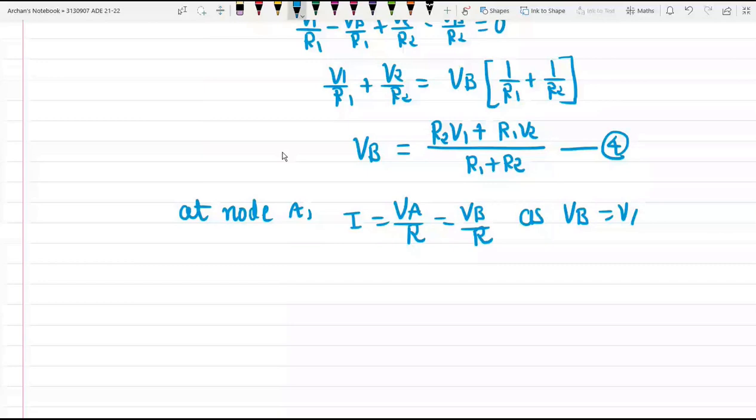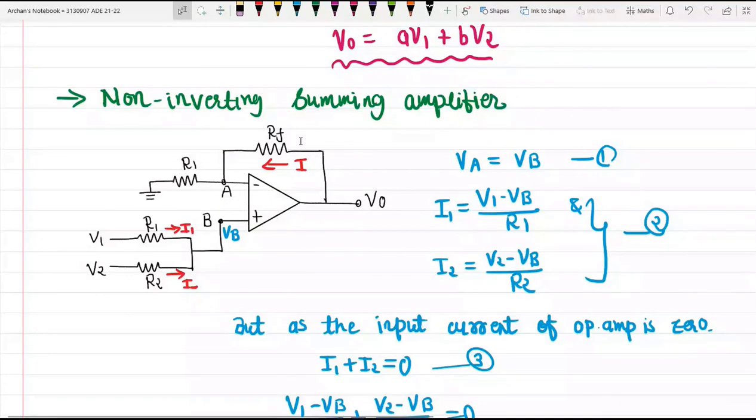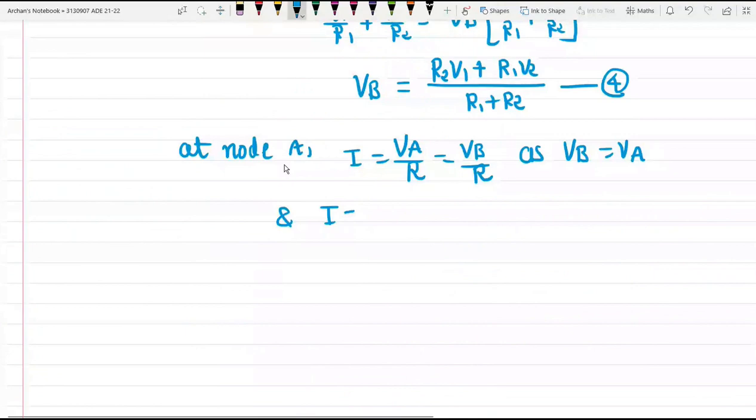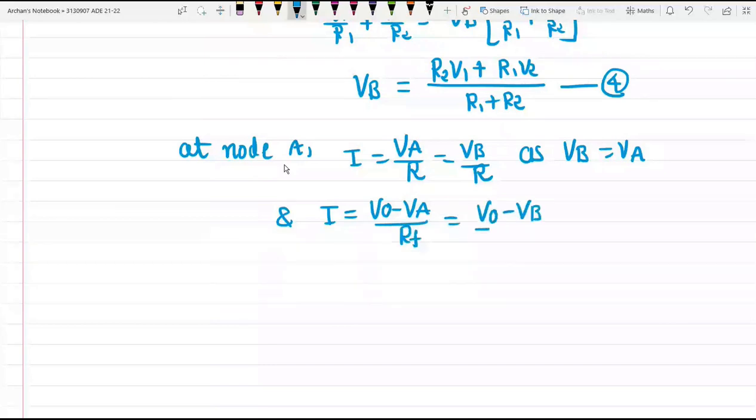Now, this current I is flowing through the feedback resistor RF also. So I is equal to V0 minus VA divided by RF. What is VA? VA is equal to VB. So V0 minus VB divided by RF will be here. So these two are the same. Let us call these equation number 5 and equation number 6.